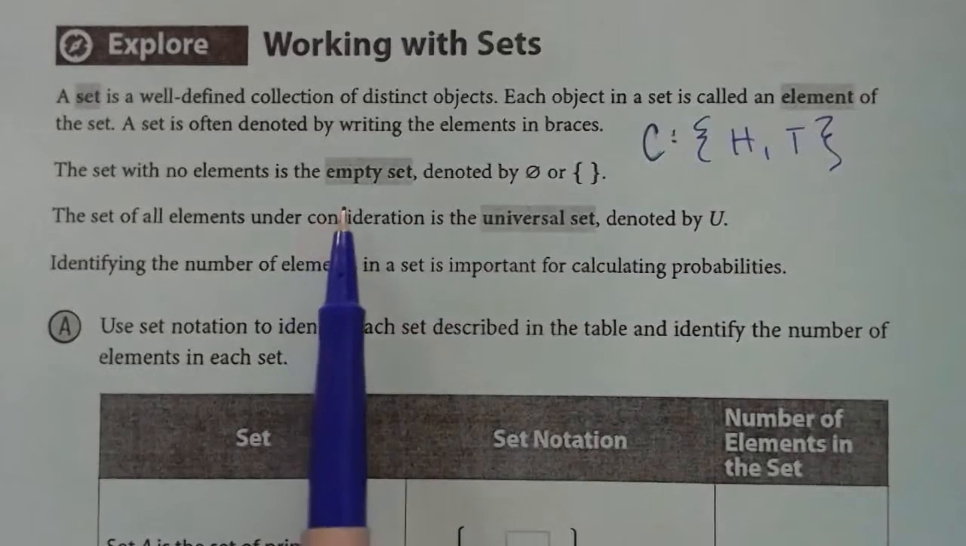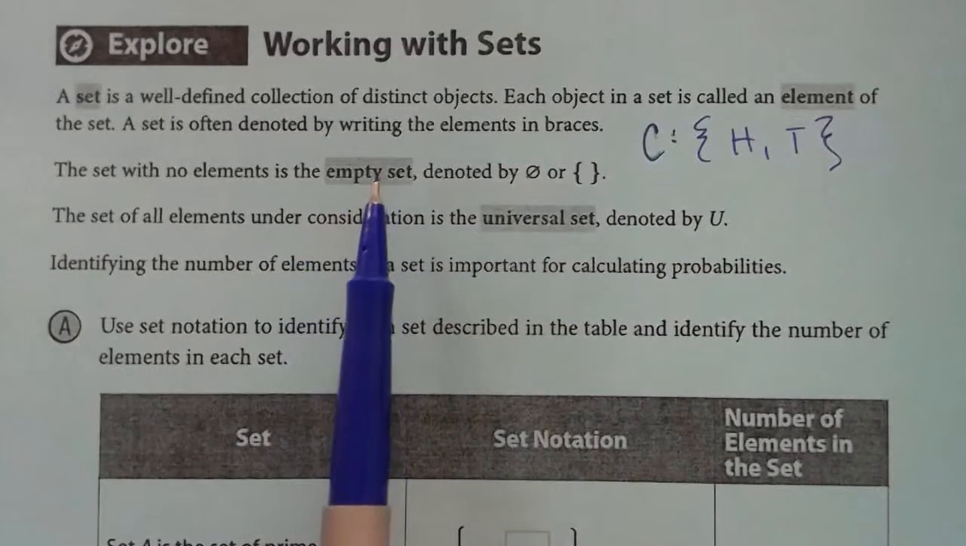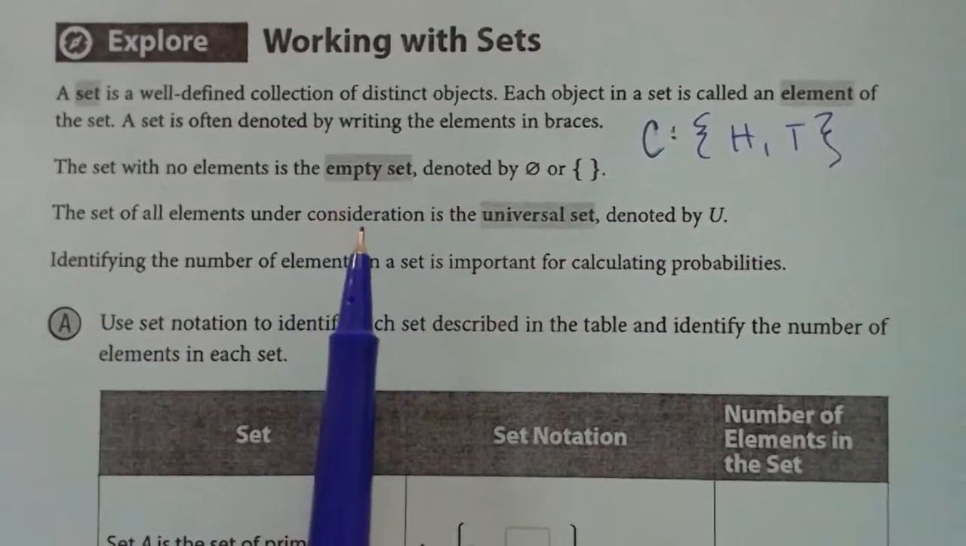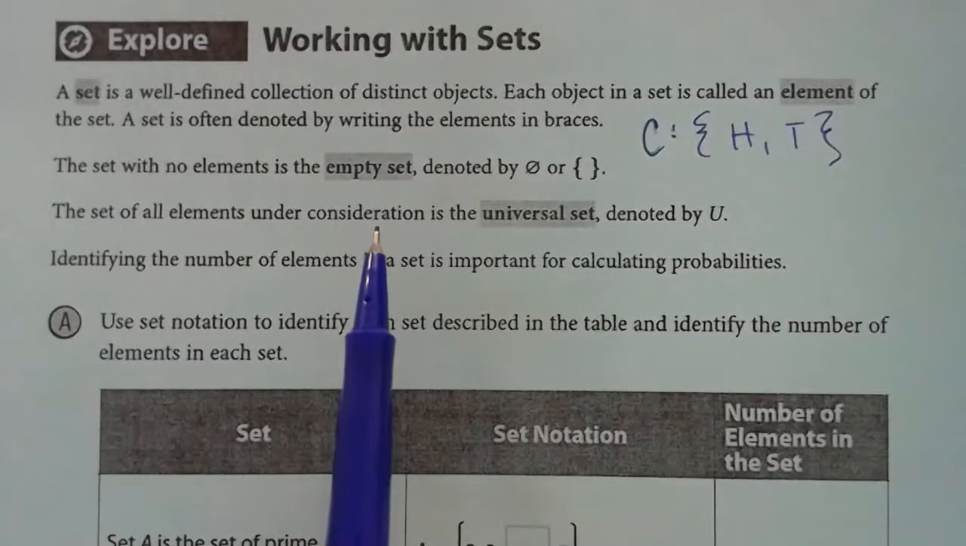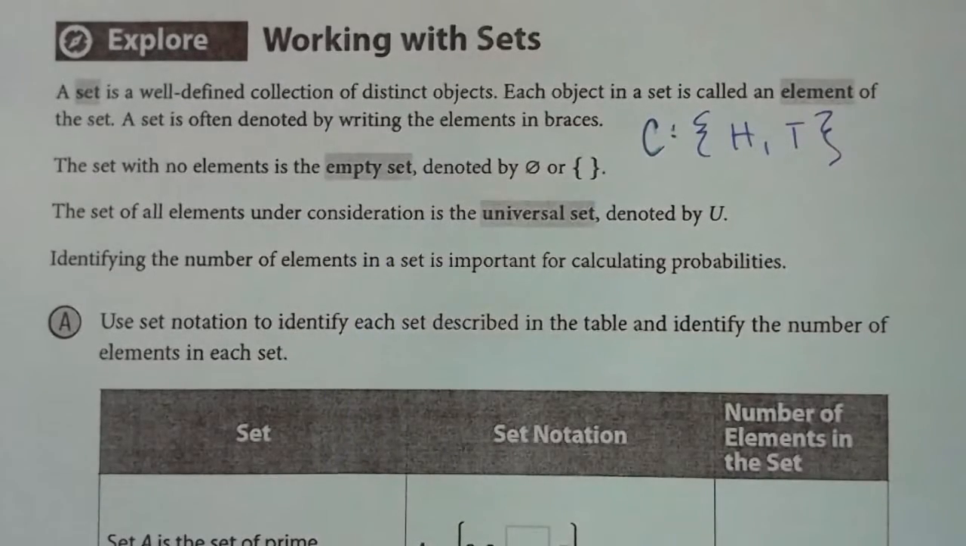It is possible to have an empty set, so there's nothing inside of it. For example, the number of people in this classroom that have purple hair. 0. Empty set, right? There's nobody in here that has purple hair. Number of elephants in the room. None, right? The universal set is all elements under consideration.